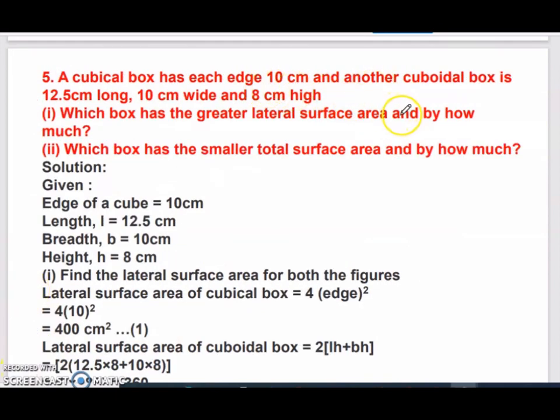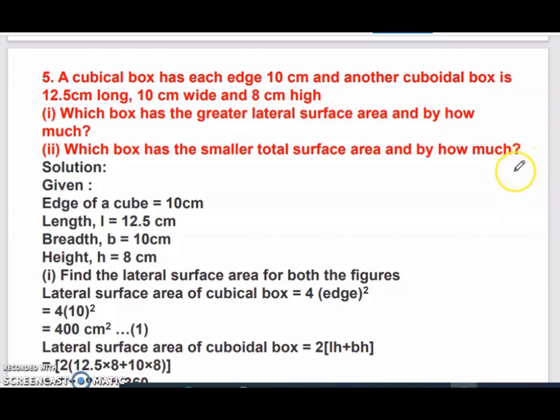So in the next problem, a cubical box has each edge 10 centimeter and another cuboidal box is 12.5 centimeter long, 10 centimeter wide and 8 centimeter high. So there are two separate boxes given to you. One is a cube of side length 10 centimeter, another is a cuboid, and all three length, breadth and height for the cuboid also is given. You have to find which box has a greater lateral surface area and by how much, and which box has a smaller total surface area and by how much.